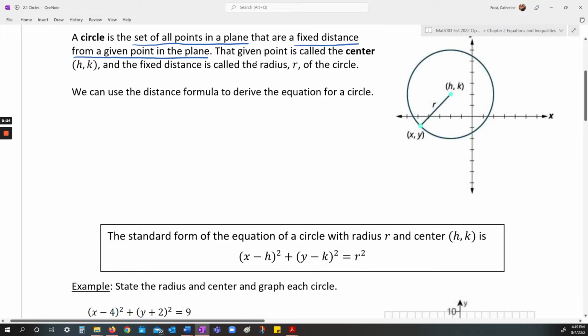So it still probably feels kind of vague. That given point, though, is called the center. And that fixed distance is called the radius. So hopefully that is starting to make more sense.